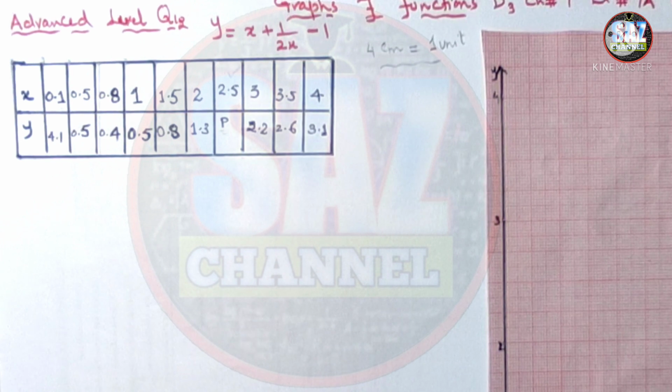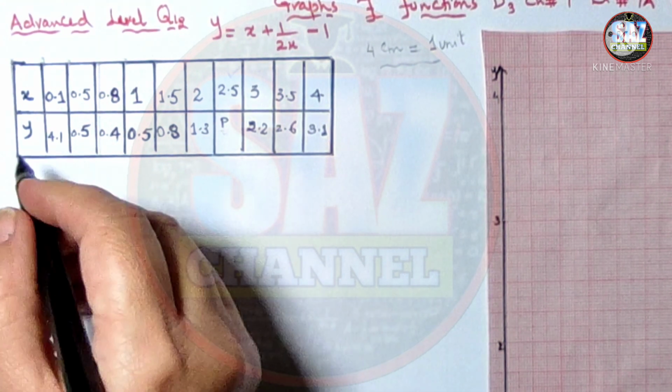And then after drawing the graph, we have to use the graph to find the value of x in the range for which x plus 1 over 2x equals 1. We'll be talking about part C later. Let's first go for the completion and drawing of the graph. First of all, we have to complete the table by finding the value of p, and that is the first, or A part, of the question.